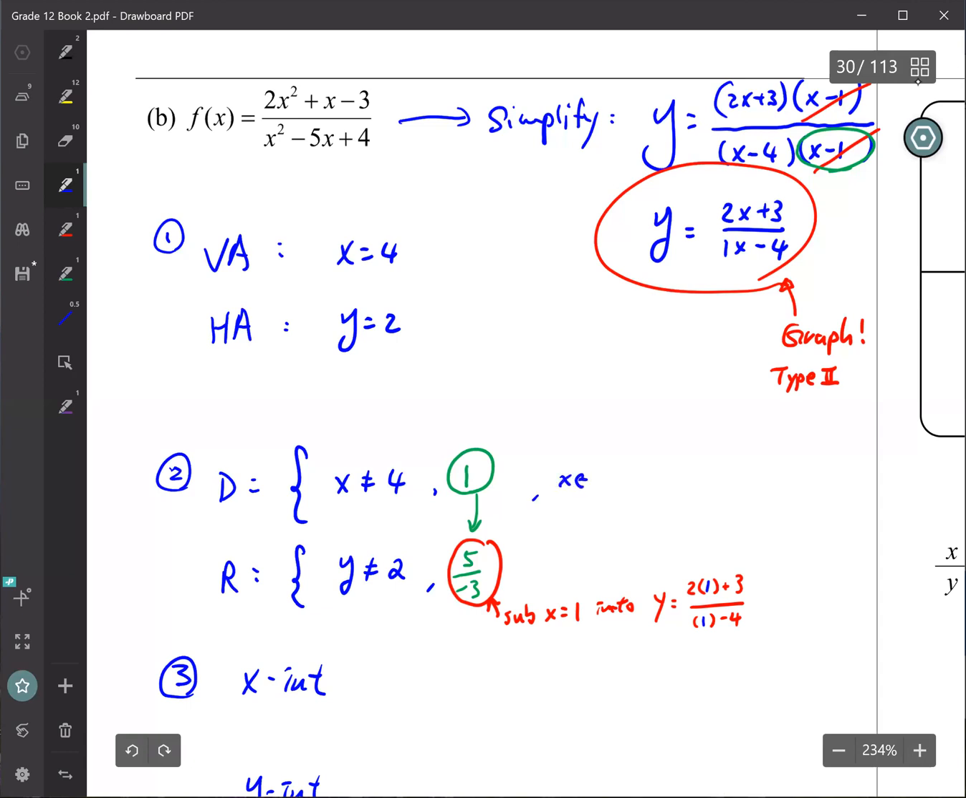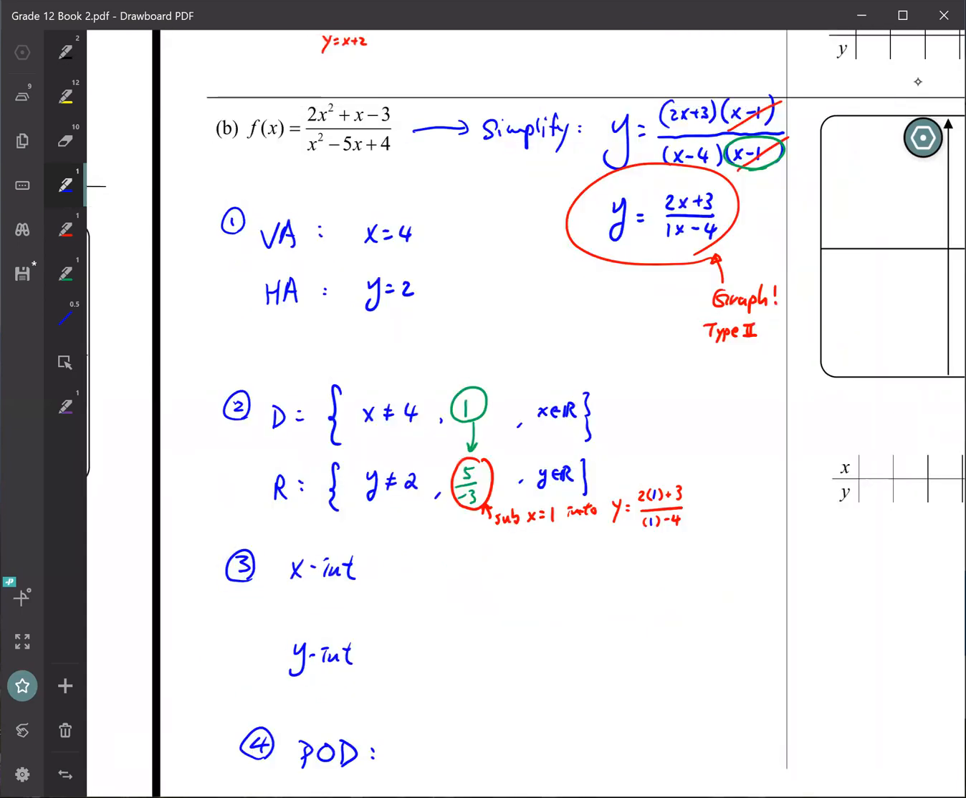So let's add in the real number, right? X can be real number at the back, right? Y can be anything else. Okay, and then x-intercept. Where is the x-intercept now? Donna? Negative 3 over 2. Yeah, x equal to negative 3 over 2.